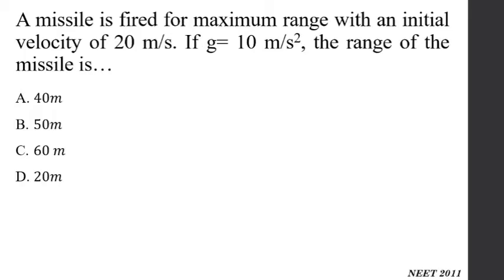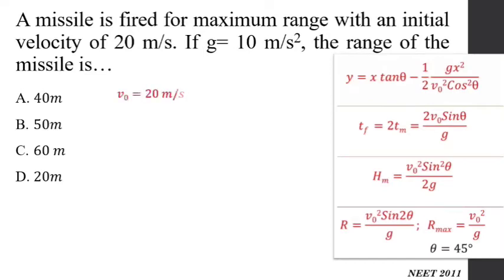A missile is fired for maximum range with an initial velocity of 20 meter per second. So what is given? We can see here the initial velocity of the projection is given, that is equal to 20 meter per second, and maximum range is given. For maximum range, what is the condition? That is theta should be equal to 45 degrees. That means indirectly theta is also given, that is 45 degrees. g equal to 10 meter per second square. That means acceleration due to gravity is also given.